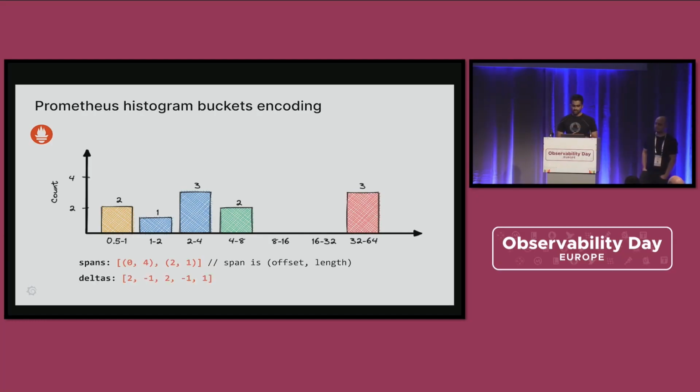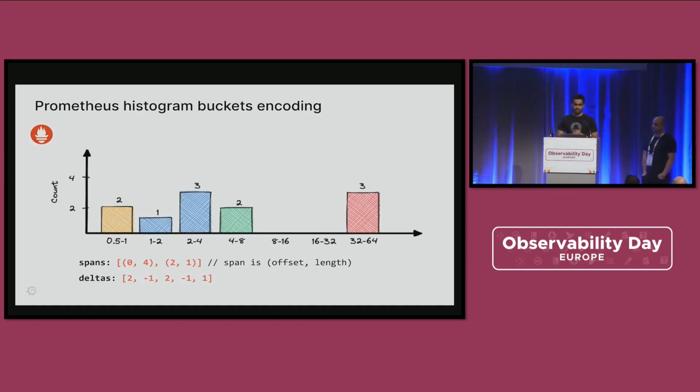In this particular case, the spans has a list of tuples. The 0, 4 tells you that the first bucket starts at index 0, which is 0.5 to 1. That's the bucket with index 0. And there are 4 buckets starting at this point. And then there is a gap of 2 buckets. So the second tuple says that there is an offset, which is there is a gap of 2 buckets, and you have another bucket stored there, 2, 1. So the spans tells you what's the representation of the bucket in the layout.